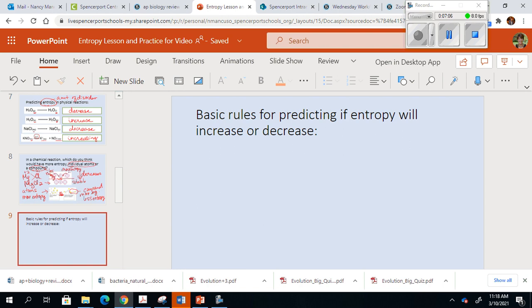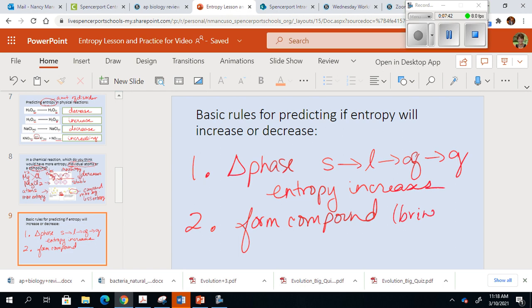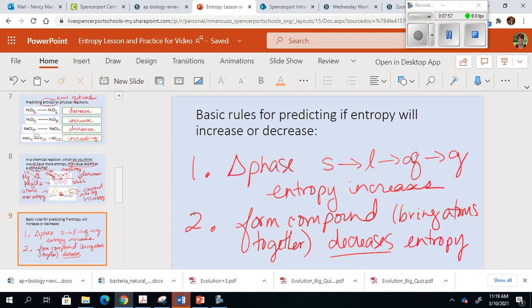All right, basic rules for predicting if entropy is going to increase or decrease. Number 1, if you are changing phase, if you go from a solid to a liquid, or an aqueous, or a gas, entropy increases. Things become more disorderly. Or our other rule is if you bring atoms together, you will decrease entropy. You'll decrease the disorder.